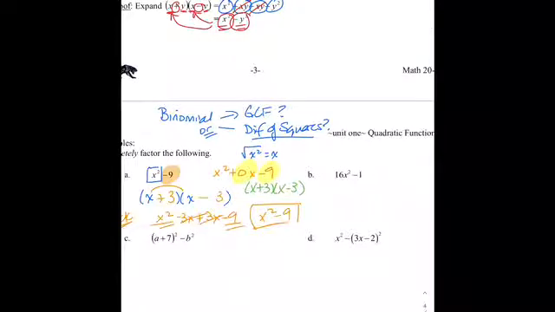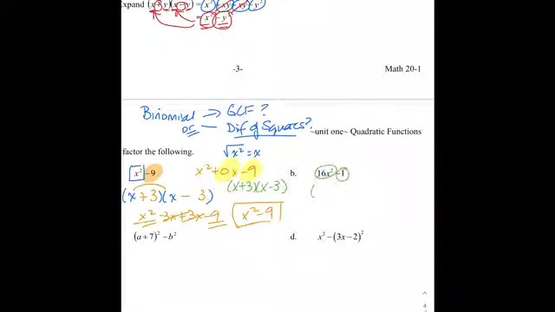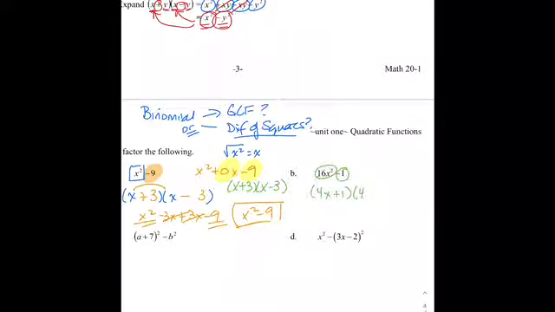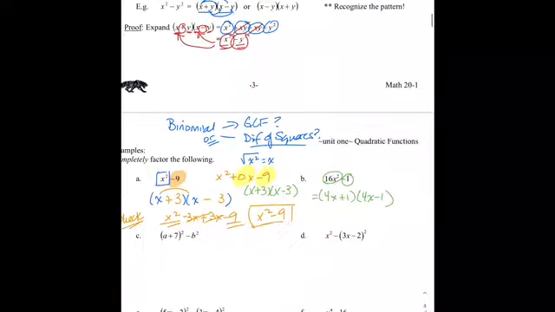So if we think of it like that, that's just another way it still works out for us. If we look at question B, again, is this a perfect square? And is this a perfect square? For sure they are, because the square root of 16x squared is 4x, and the square root of 1 is 1. So I go 4x plus 1, 4x minus 1. And there's my factoring there.